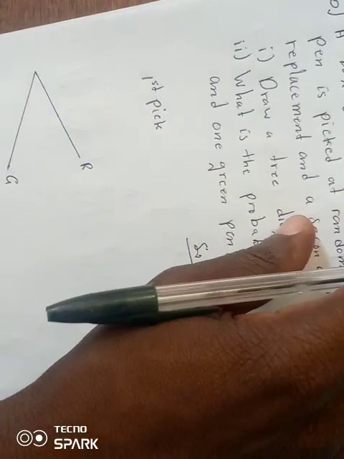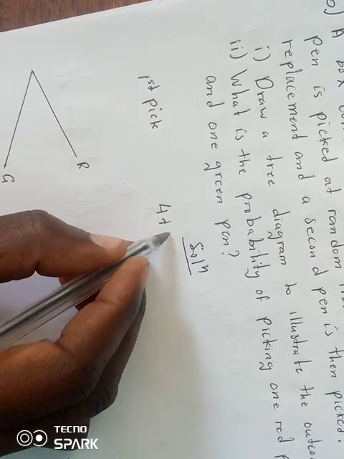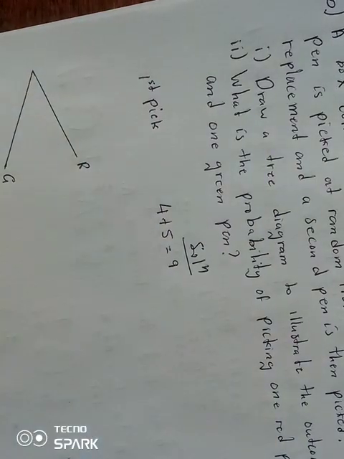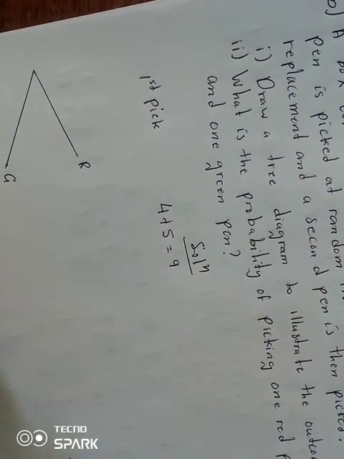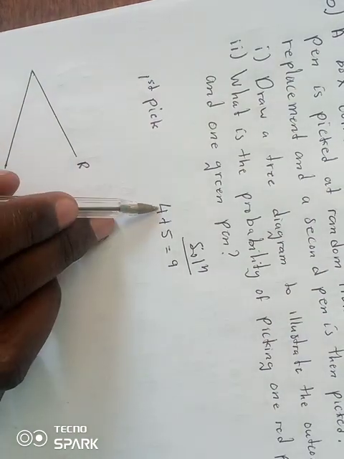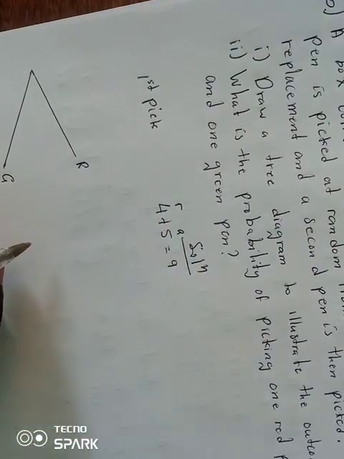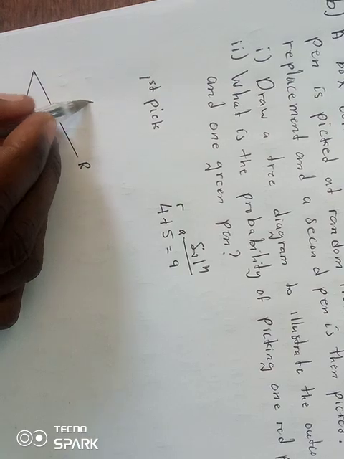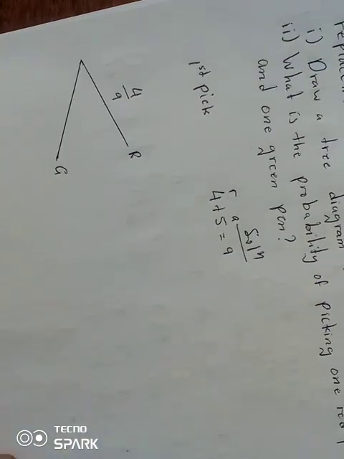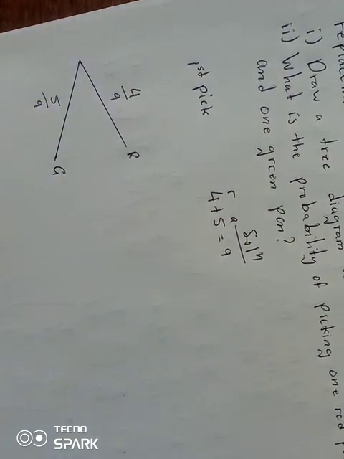So under the first pick, we have 4 pens plus 5 pens. So that will give us 9. So the total number of pens is 9 in a box. So here meaning the red pen and the green pen. So the red pen is 4 over 9. The green pen is 5 over 9. That is the first pick.